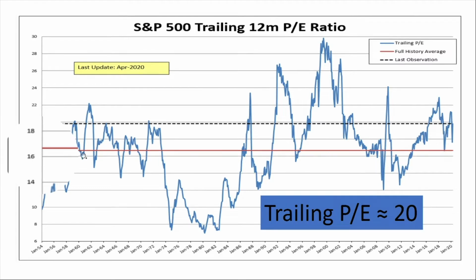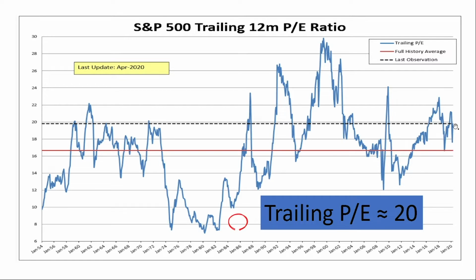If we go all the way back to the 1950s, the PE has averaged, let's call it 16 and a half. That's this brown line here. The long-term average was 16 and a half. So 20 should get you concerned. There's just not a whole lot of time we've been trading above this black dotted line. 20 should start to get you concerned.